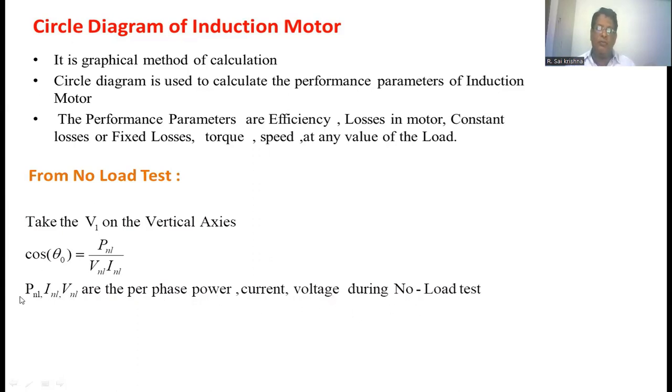Suppose if we got these values for the three phase, then we have to convert them into per phase values. When it comes to current and voltage, that depends on whether the stator winding is connected in star or delta. So depending upon the connection given in the numerical, you have to convert to per phase values. Those per phase values have to be taken here, then you find the no load power factor of the induction motor. INL is the no load per phase current taken by the induction motor during the no load test.